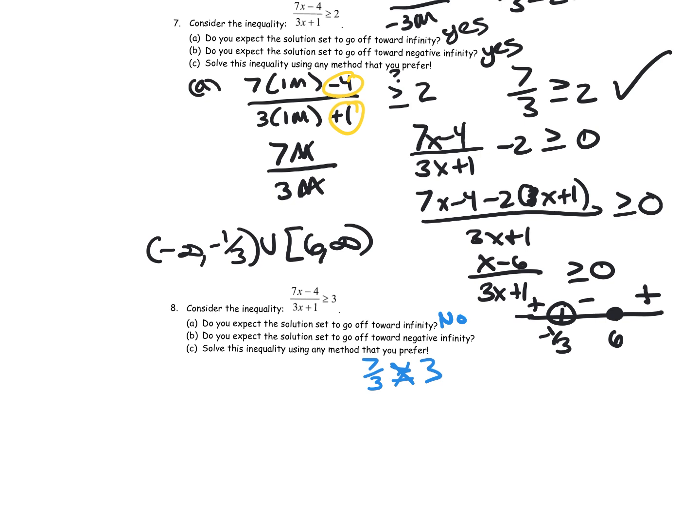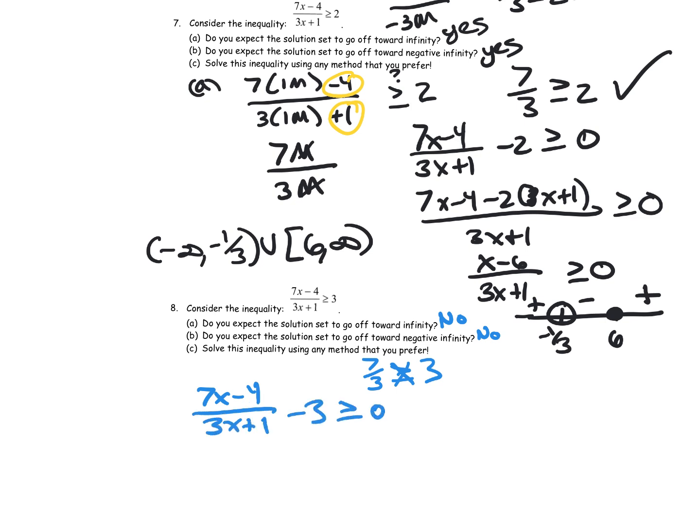And how about if I plug in negative infinity for x? Will that make this inequality true? It will not, because it also will reduce to 7/3, which is not greater than or equal to 3. So I'm not anticipating either infinity or negative infinity being part of my solution. Okay, so let's go about it as we did 7. Let's bring the 3 to the other side.